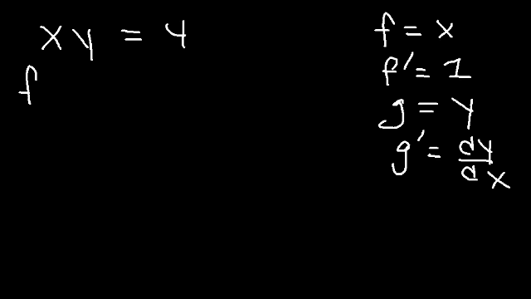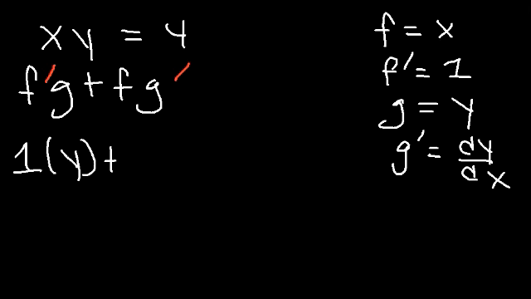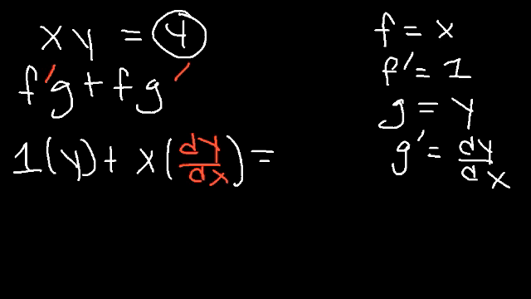So the product rule is going to be f prime g plus f g prime. So f prime, that's 1. g is y, plus f, which is x, and then g prime, that's 1 times dy dx. So that's the derivative of xy. The derivative of the constant 4 is 0. So now to isolate dy dx, let's move y from the left side to the right side. So on the right side, it's going to be negative y.